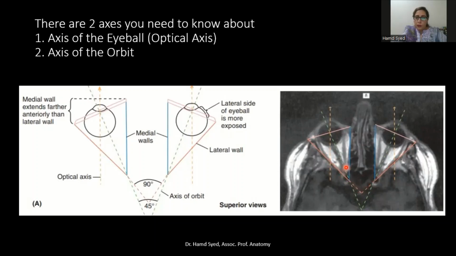And if we look over here, this is the axis of the orbit, which is the green dotted line. The axis of both orbits, if traced posteriorly, would have an angle of 45 degrees with respect to each other. And the line in yellow is simply representing the axis of the eyeball, also known as the optical axis.